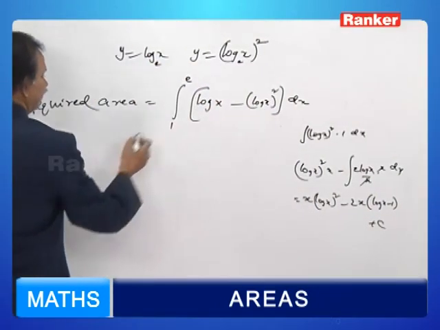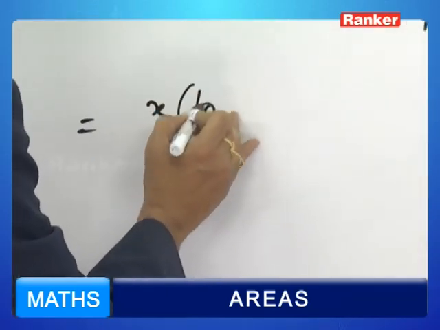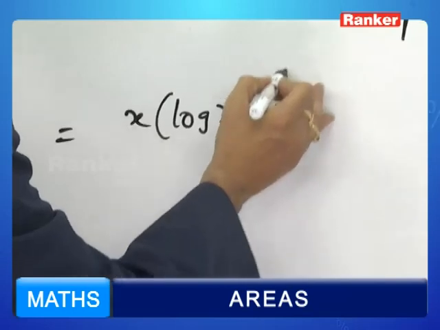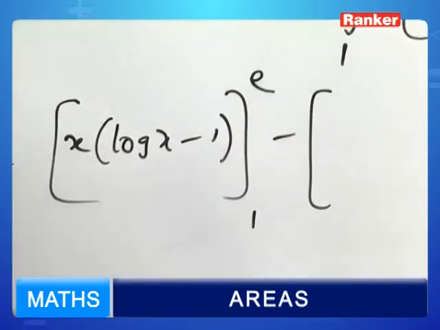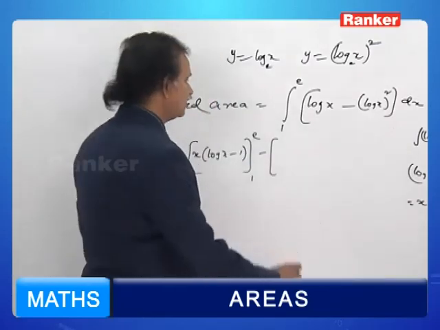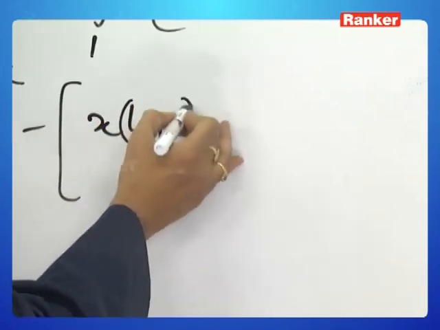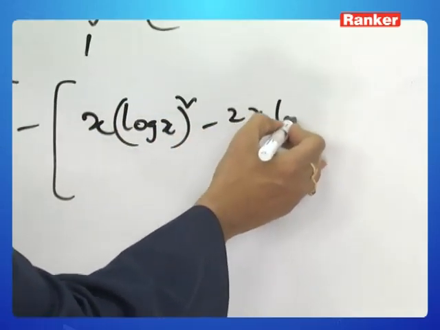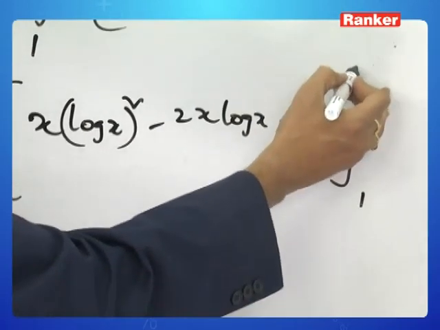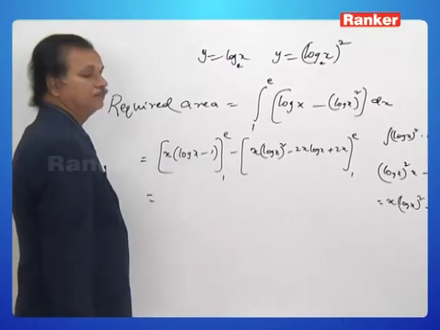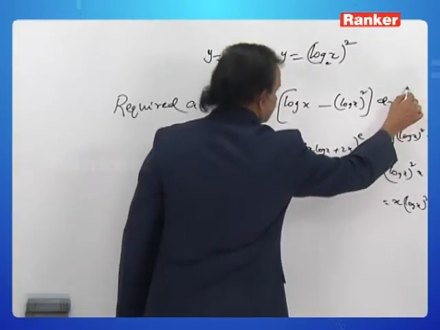This is equal to, for log x, it is x into log x minus 1 between the limits 1 to e, minus for log x whole square. What is the answer? x into log x whole square minus 2x log x plus 2x between the limits 1 to e is equal to, first of all, for this one, you see, this is a separate one.